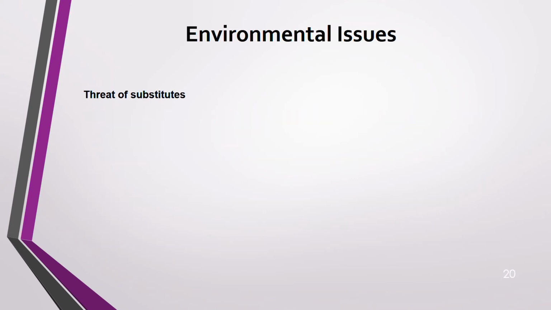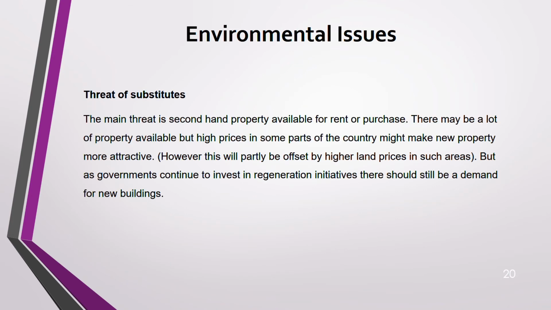Then, threat of substitute. What is the main threat of substitute in this industry? Second-hand property. Second-hand property is the main threat. Okay, and second-hand property is available for rent or purchase. You can rent it, you can purchase it. And there is a lot of property which is available at high prices in some parts of the country. Okay, but make new property more attractive.